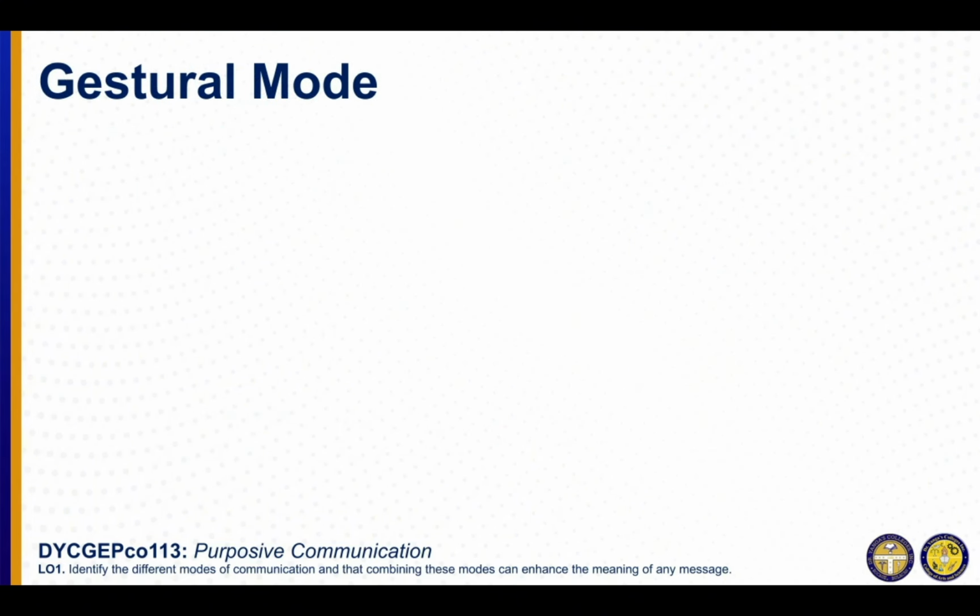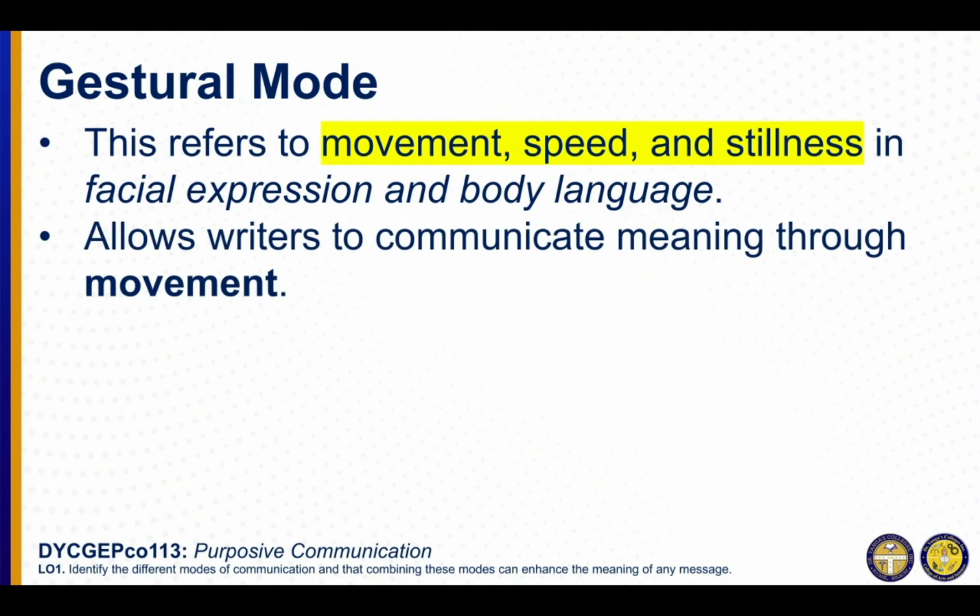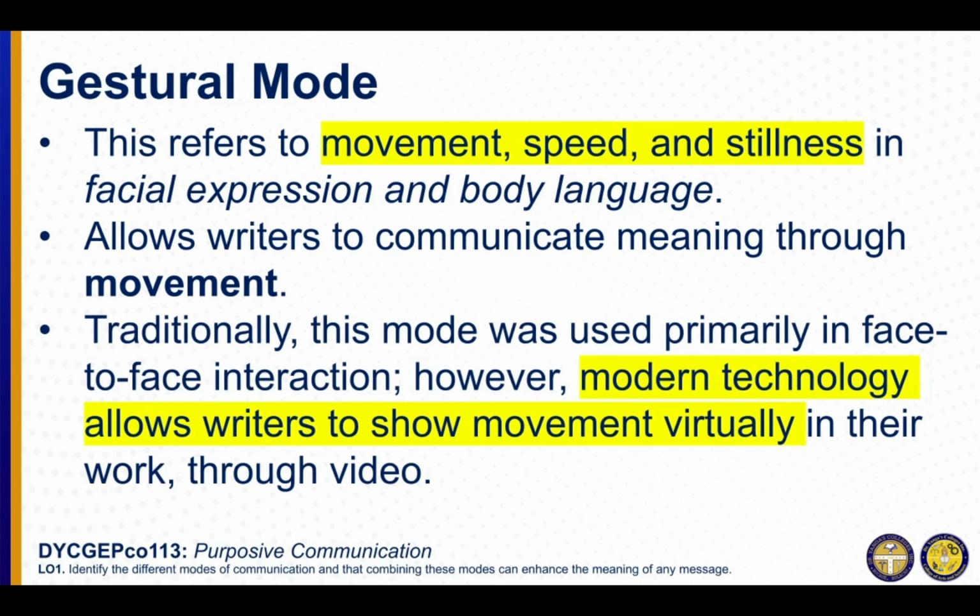The fourth one is the gestural mode, from the root word gesture. So, this refers to the movement, speed, and stillness in facial expression and body language. Meaning to say, it helps writers to communicate meaning through movement. Traditionally, this mode was used primarily in face-to-face interactions. However, with our modern technology, we are allowed to show movement virtually, maybe through video calls, online meetings, and others.